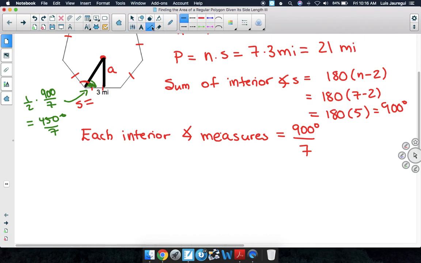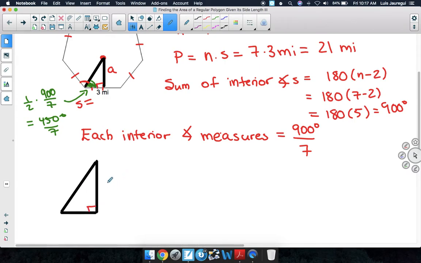Okay, let's go ahead and extract that piece. Let me copy this particular special triangle. So we're going to have this scenario. Here's the radius, here's the apothem, and here's part of the base. Now, let's write down everything that we know. We know that this angle is 90 degrees. So let's trace a 90-degree angle there. We know that this is the apothem. Now, the base of this little triangle is half of the side length. Since the side length is 3 miles, we know that this is going to be 1.5 miles. We also know that this angle here is equal to 450 divided by 7 degrees.